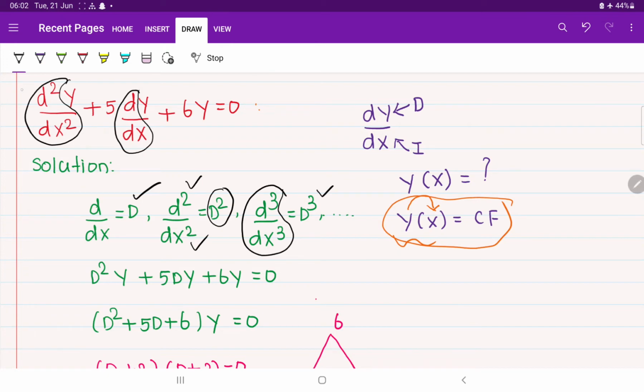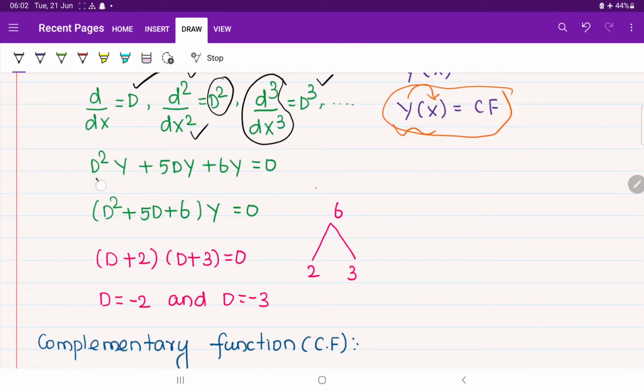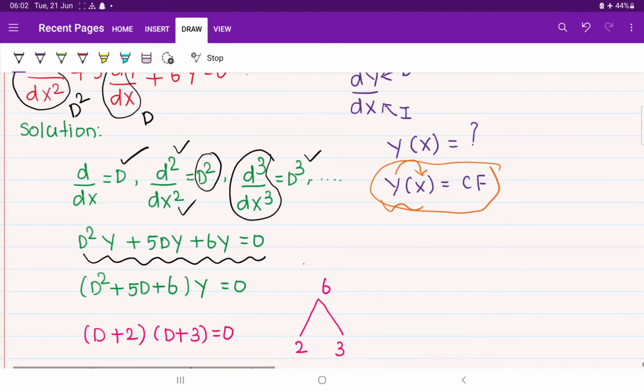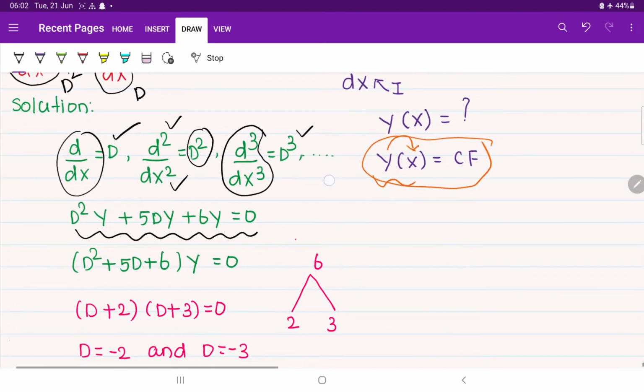So here, if I replace this d square by dx square, this total term will be replaced by D power 2. So D power 2 into y plus 5 into d by dx will be replaced by capital D, so it will become 5Dy plus 6y. Can I write this equation now like this? See there, D square y plus 5 times Dy plus 6y equal to 0. What I did, I have replaced d square by dx square with capital D square. Similarly, d by dx has been replaced by capital D.